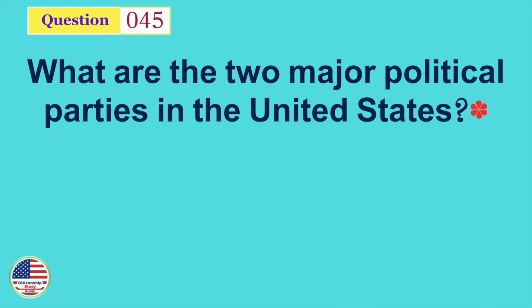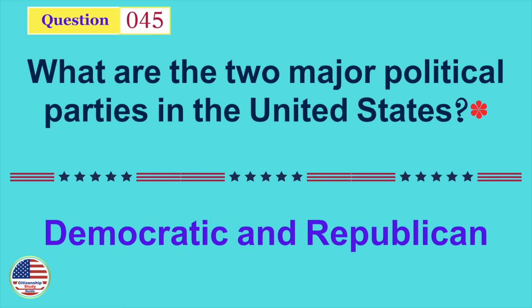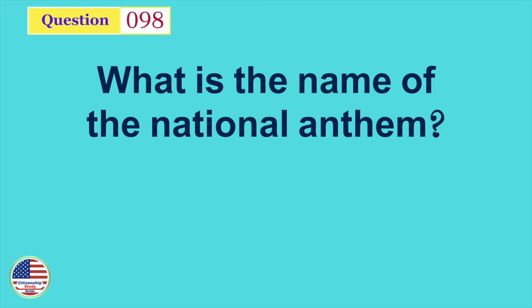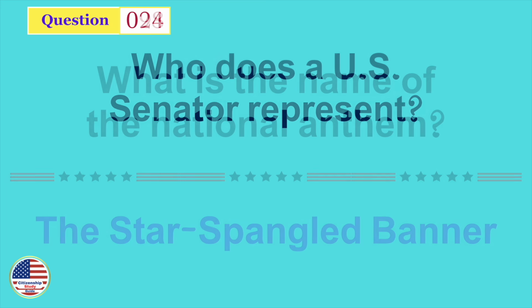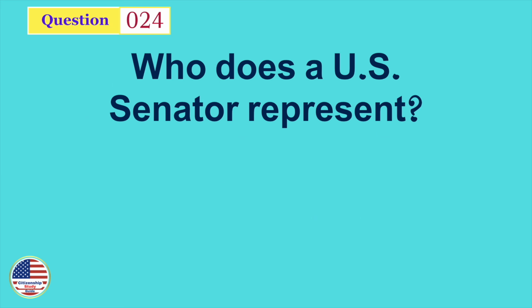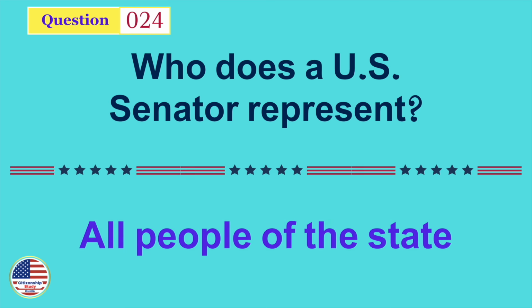What are the two major political parties in the United States? Democratic and Republican. What is the name of the national anthem? The Star-Spangled Banner. Who does a U.S. Senator represent? All people of the state.